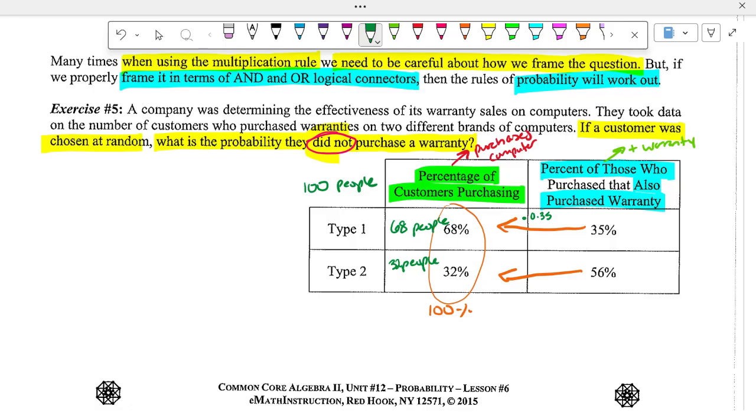So if you multiply 68 by 0.35, it's about 20. It's 23.8. So about 24 people. So I'm going to say 23.8, but just know that also means 24.